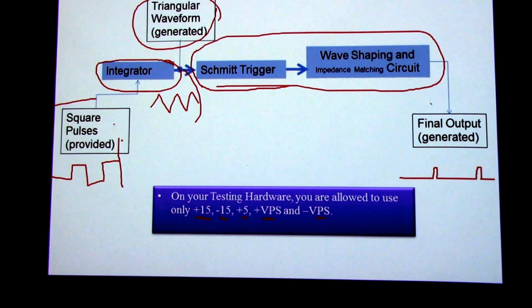So I'm going to repeat it once again. It's very simple. The thing is, you get the square, you make triangles. From the triangles, you turn on at 5, turn back off at 4. That's it. So you just have to integrate and use the Schmitt trigger and wave shaping thing, and then you get the final output. Okay.